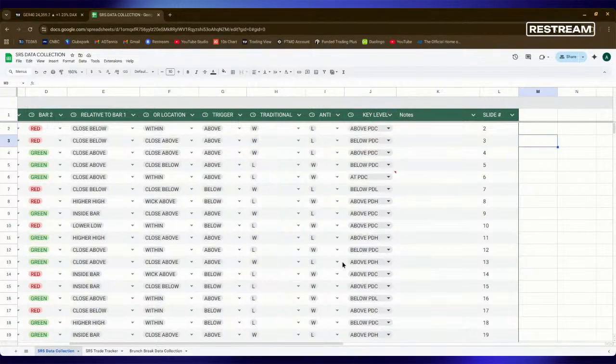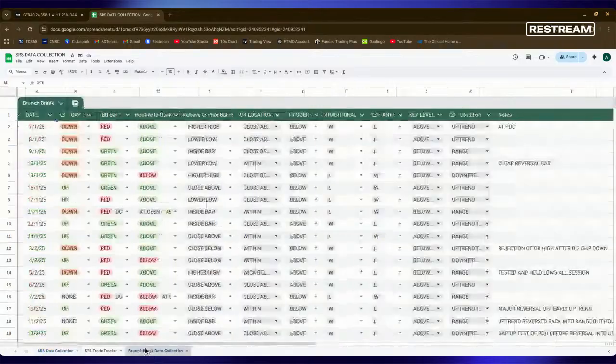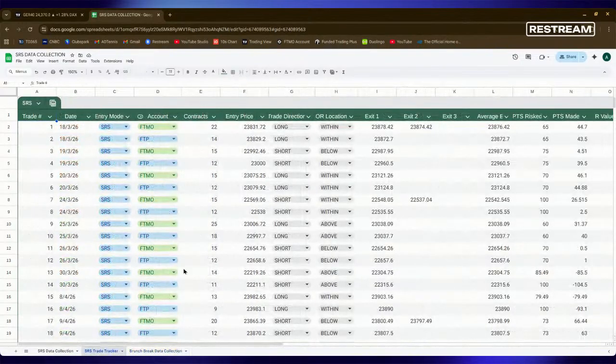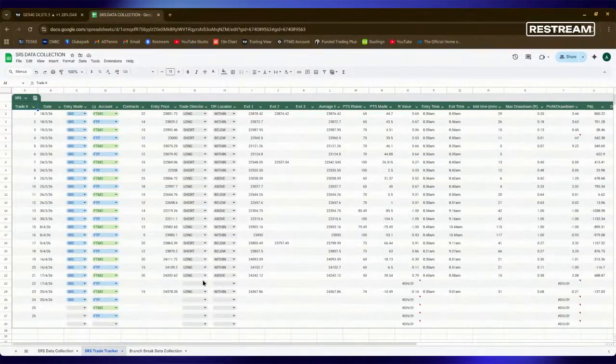I'm also doing the same thing for brunch break, which is for the 7th 15-minute candle. So school run is the 2nd, this is the 7th. Different variables, but similar idea. We'll go through that later on, and I am tracking all my trades.